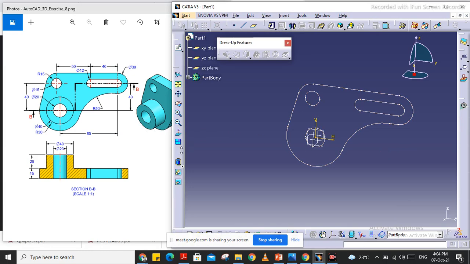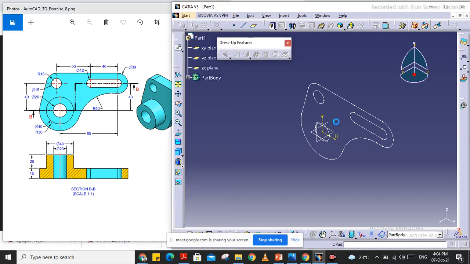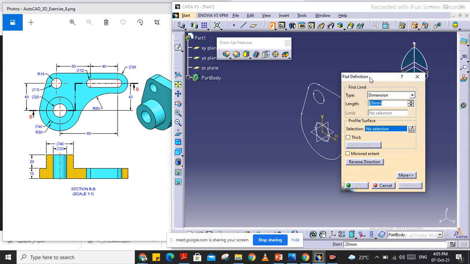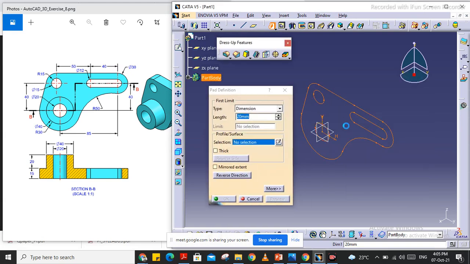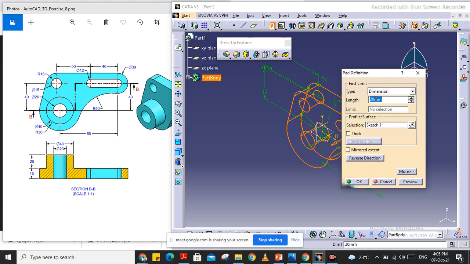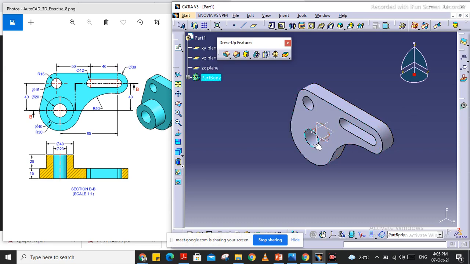Yes, same orientation. Now see, when we do the pad of this, that is in the upward direction. How much is it? 15 mm. Okay, so it is having the same.